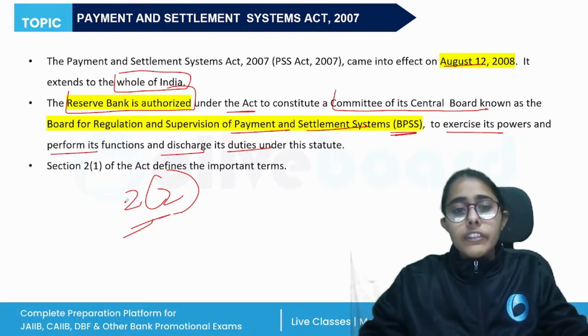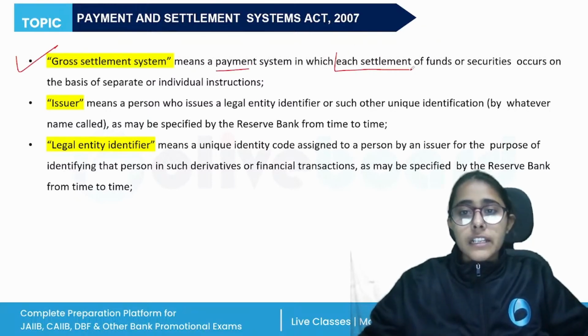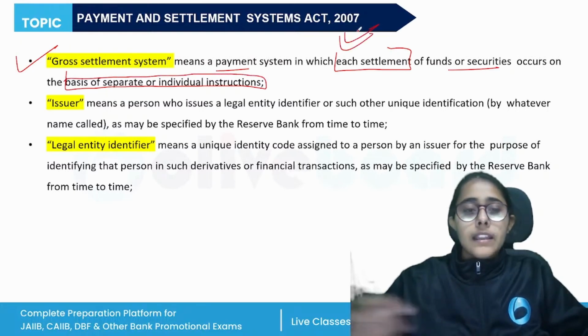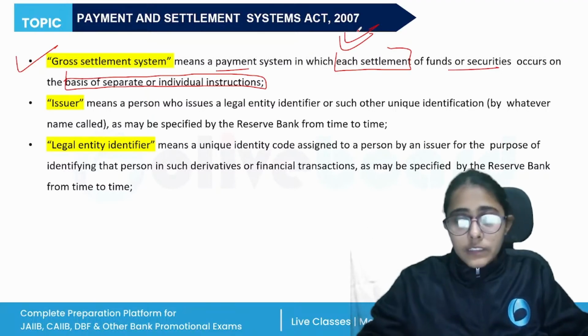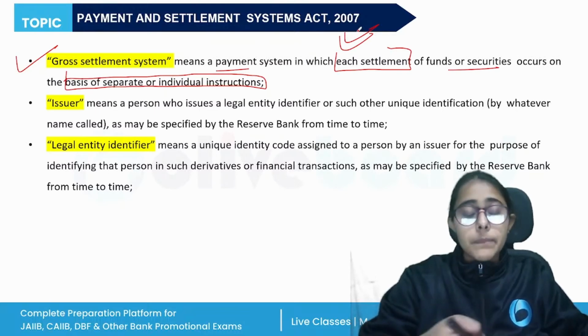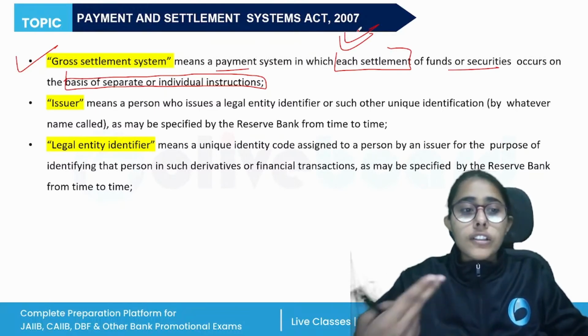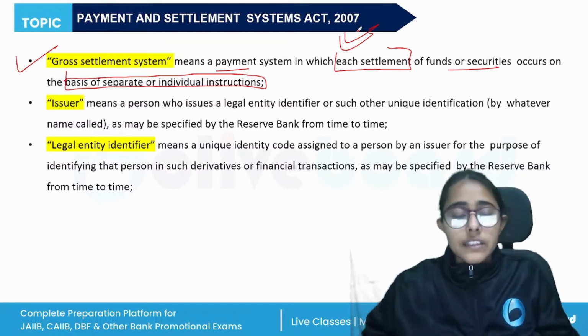Here I have included a few important definitions, like the gross settlement system. It means a payment system in which each settlement of funds or securities occurs on the basis of separate or individual instructions. So every transaction that is made is settled separately. It is a gross settlement. It is opposed to the net settlement, where an aggregate is made. We will see that in a further slide.